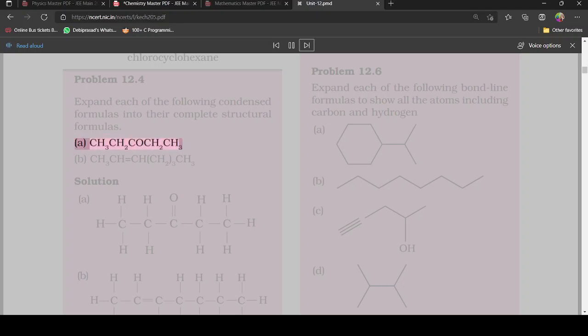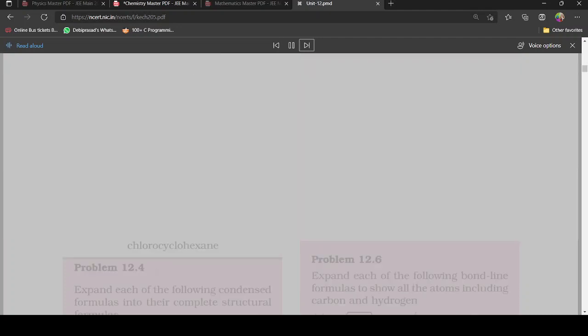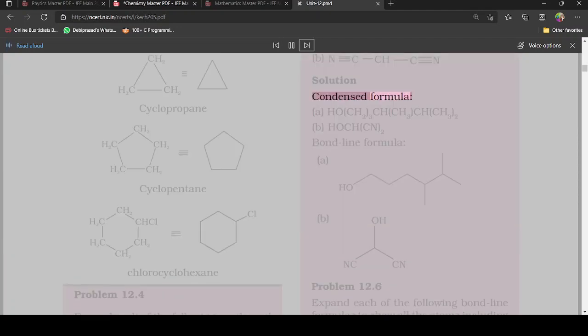A. CH3CH2COCH2CH3. B. CH3CH=CH(CH2)3CH3. Solution. Condensed formula A. HOCH2(CH2)3CH(CH3)CH(CH3)2. B. HOCH2CN, to bond-line formula.